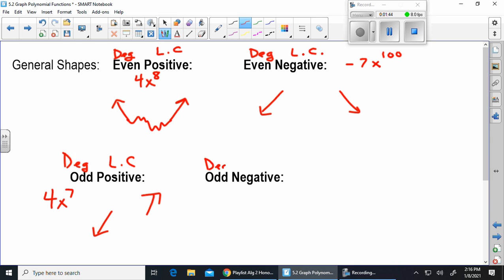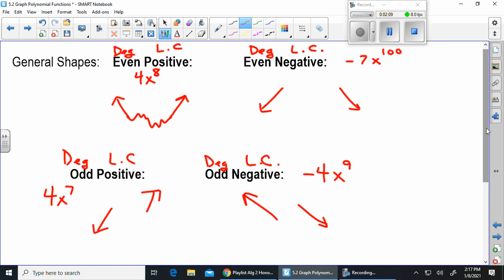Odd degree, negative leading coefficient, like a negative 4x to the 9th. Opposite directions, falling to the right, rising to the left. Okay, so those are our general shapes. We think of the degree and the leading coefficient.